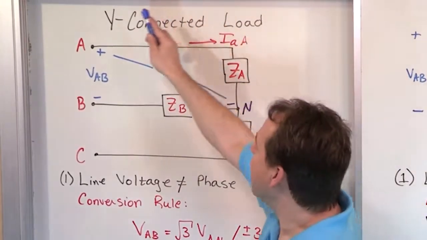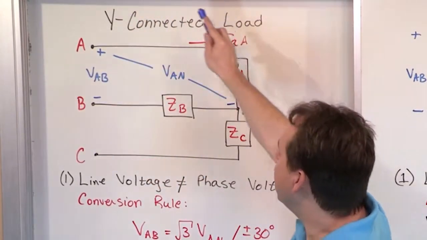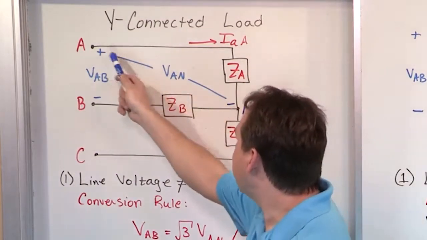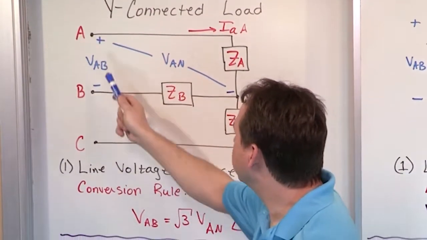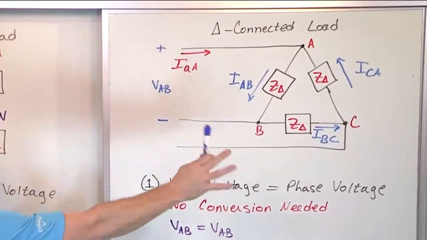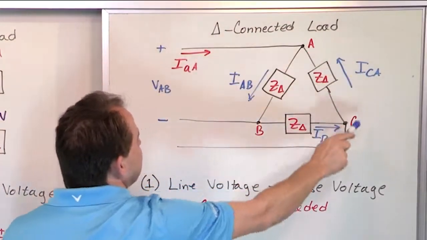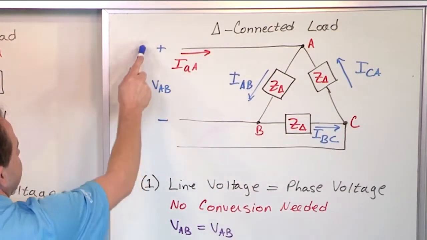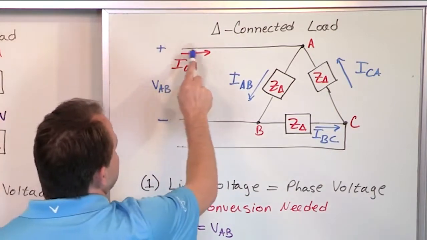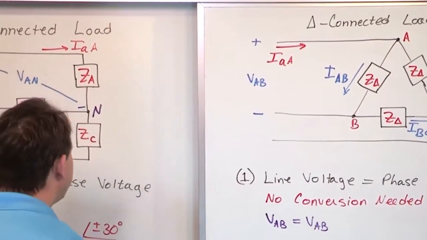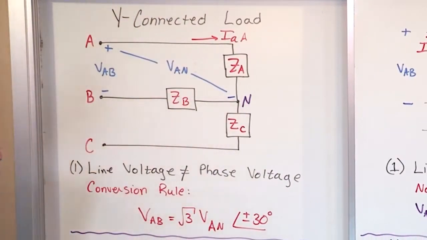So here you have the same Y-connected load that we had previously, where we have a phase voltage labeled and a line voltage labeled. We also have the line current. And then over here, where you can see it and compare and contrast it, we have a delta connected load with similar things drawn. We have a line voltage drawn, we have a line current, and we have a phase current. We have the different loads drawn as well. So what we want to do is compare and contrast just to drill it into your head.